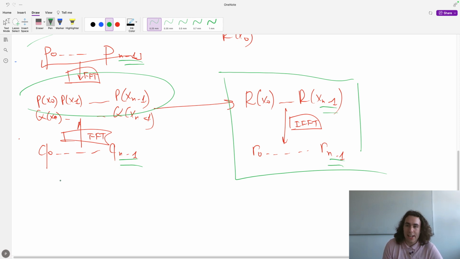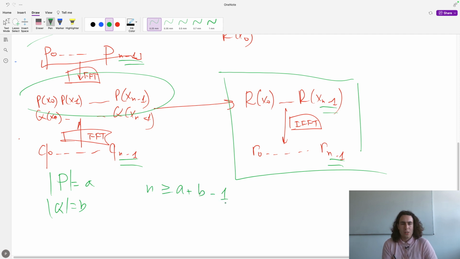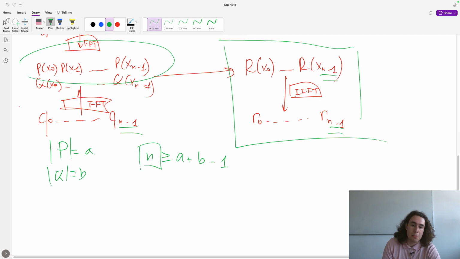So if, let's say that the size of p was, I don't know, a, the size of q was b, then n should be at least a plus b minus 1. Why is it the case? Well, because the degree of p is a minus 1, the degree of q is b minus 1, so the degree of r is a plus b minus 2, so the size of r is a plus b minus 1. Okay. And also because it's convenient, we're going to solve this problem using divide and conquer. For convenience, we're going to need this n to be a power of 2. So we choose n to be any power of 2 that is at least a plus b minus 1.